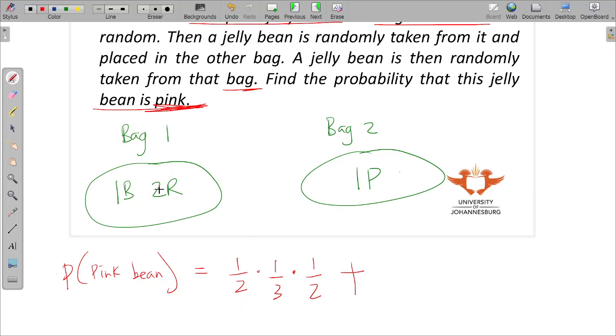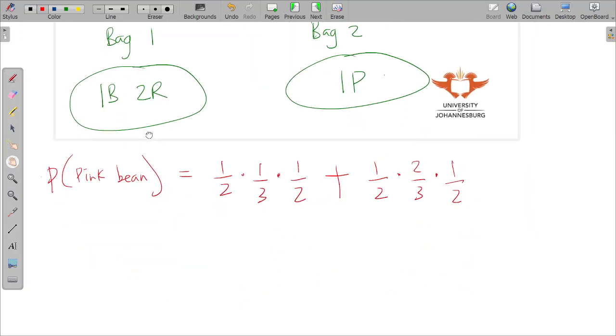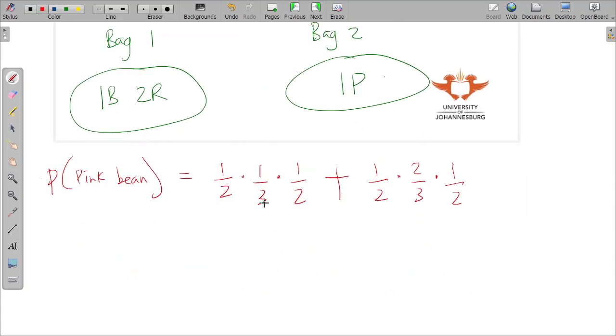Or we start with a red, so it will be 1/2 again because of the bag, then multiplied by 2/3 for the red. Then I pick the red and put it in the second bag. Then that will be one pink, one red, and then I select the pink again, so it will be 1/2. Okay, we have exhausted the possibilities of the first bag. So let's go to the second bag.